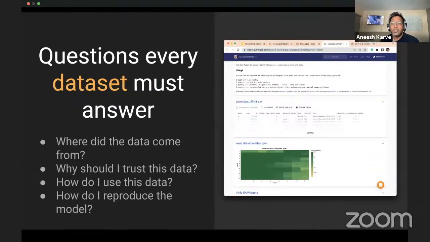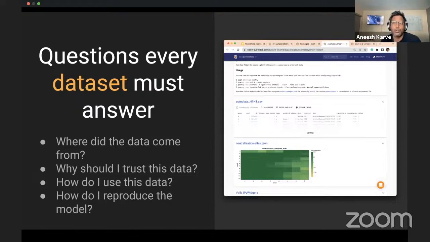So the key thing here is that as you build these data sets, which include models, training and hyperparameters, they should really include the full provenance of the model. Every data set needs to answer the question: where did the data come from? Why should I trust this data? How do I use this data? And how do I reproduce the model?